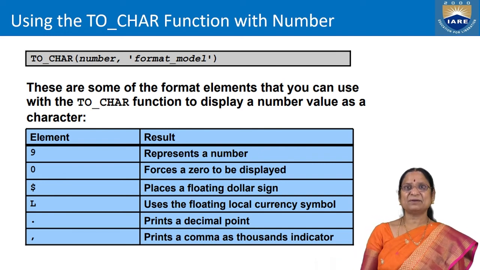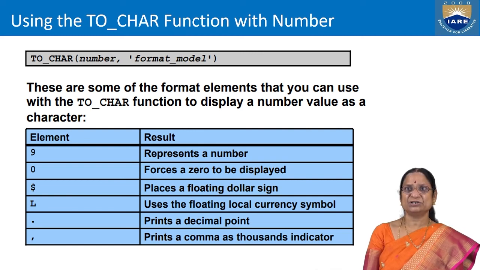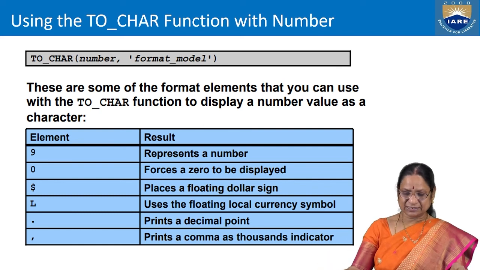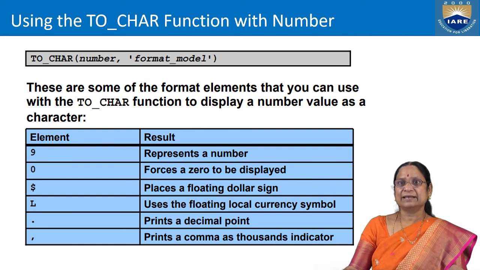So in this format model, there are some format elements that we can use with the TO_CHAR function to display the number value as a character. If 9 is there, it represents a number. 0 forces a 0 to be displayed. Dollar places a floating dollar sign. L uses the floating local currency symbol. Dot for decimal point, comma for thousands separator.